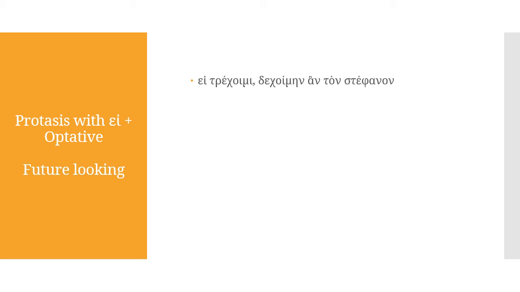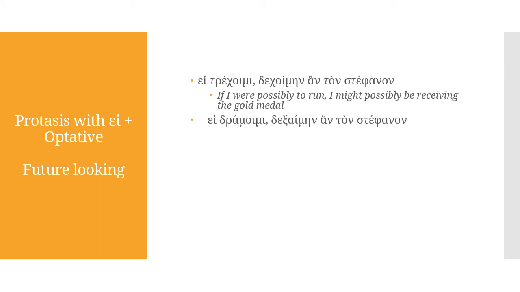So, generally speaking, ei with the optative in the protasis is matched with optative and an in the apodosis. Not always, but generally. Ei trechoimi, dechoimen an ton stephanon: if I were possibly to run, I might possibly be receiving the gold medal. Ei dramoimi, dexaimen an ton stephanon: if I were possibly to run, I might then possibly receive the gold medal. So the shift from trechoimi to dramoimi shifts from something that's treated as contemporaneous to something that's treated as sequential.